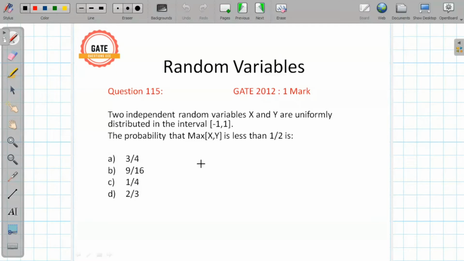This question is very easy to solve for those who have watched my previous video on question 114, and in that question I gave a practice problem which was for three random variables and the interval was -1 to 1. So for those who have watched that video, this question is very easy. So let's see how to solve this question.